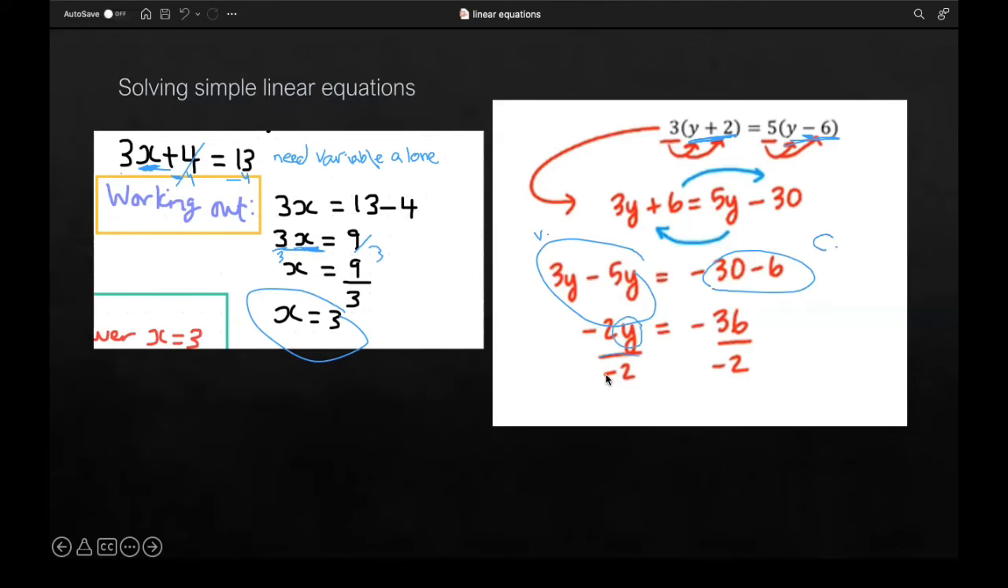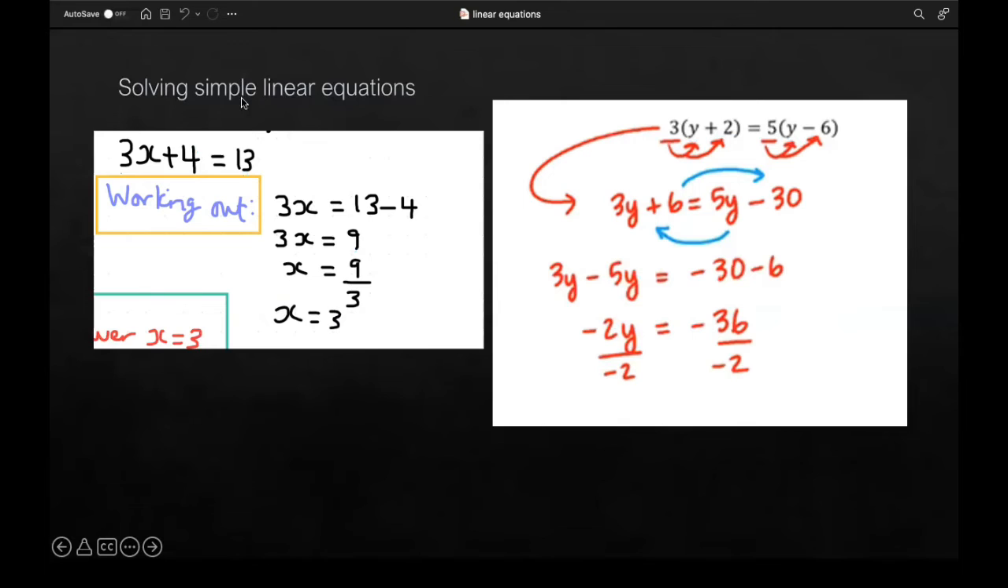How? This is by dividing by -2 here and there. So negative divided by negative goes out. 36 divided by 2, that's 18. So y equals 18. I have solved for y.